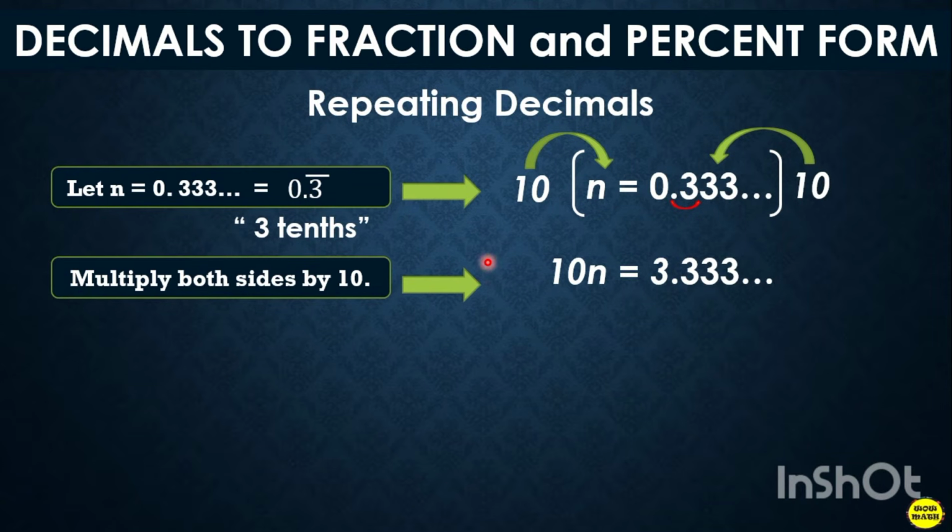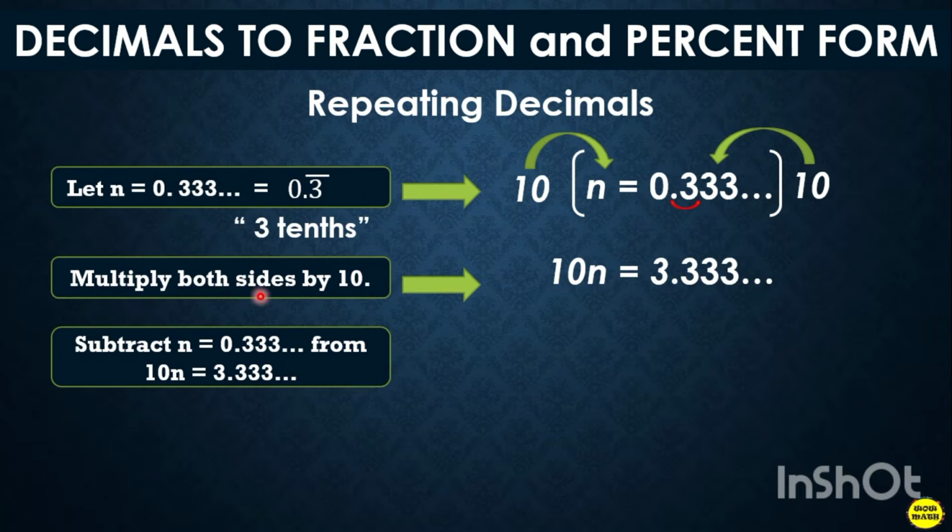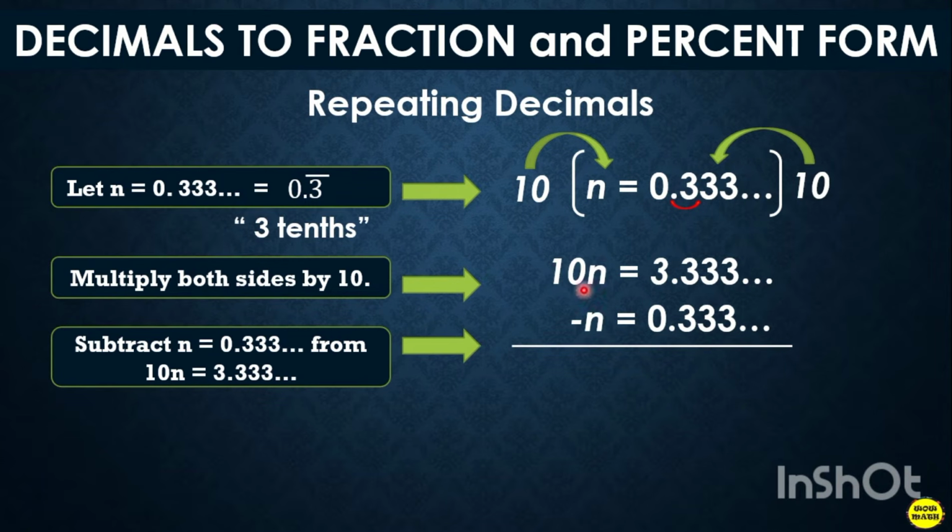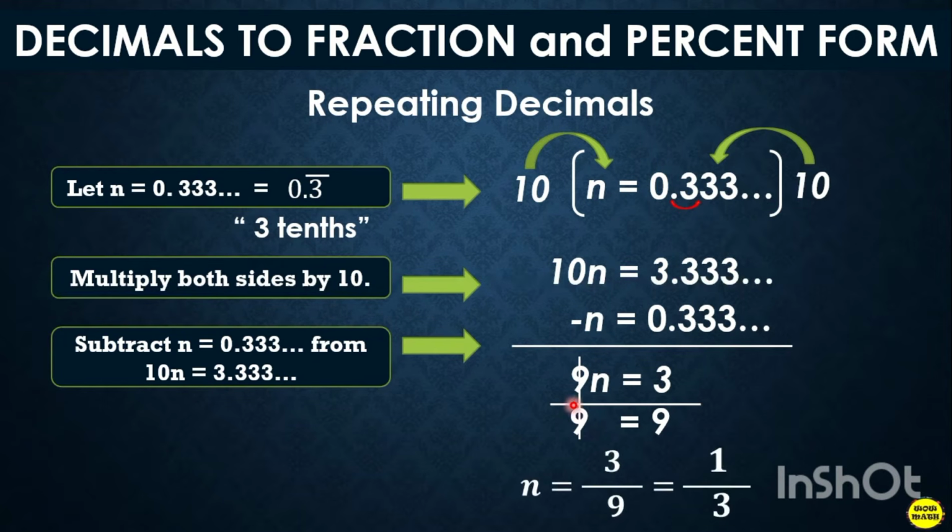Now, anong gagawin? Isa-subtract po natin yung original equation natin. Yung n is equal to 0.333. So, ima-minus natin yun. So, we now have 10 minus 1, that is 9n, is equal to, so makakancel na po ito, so we have 3. Divide both sides by 9. So, by dividing both sides by 9, this will be cancelled. So, your n is equal to 3/9, which is also equivalent to 1/3. Now, therefore, 0.3 vinculum is equal to 1/3 in fraction.